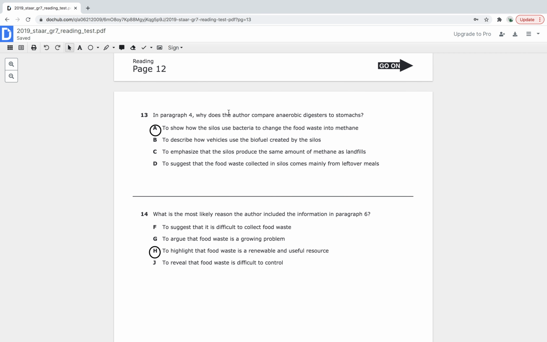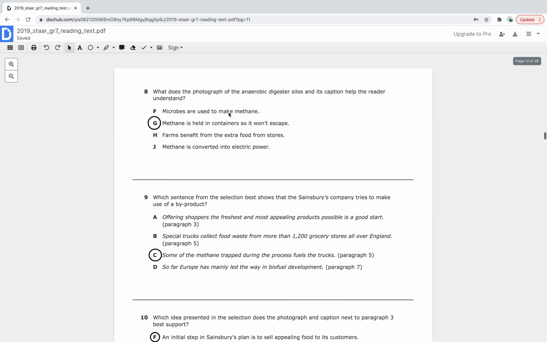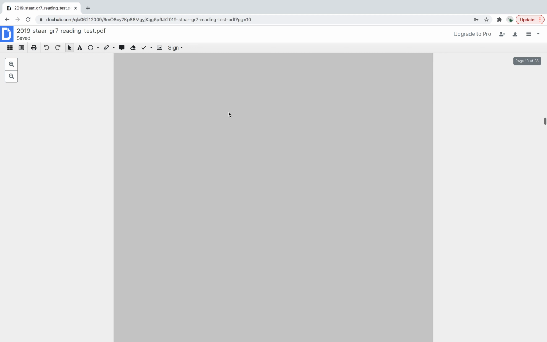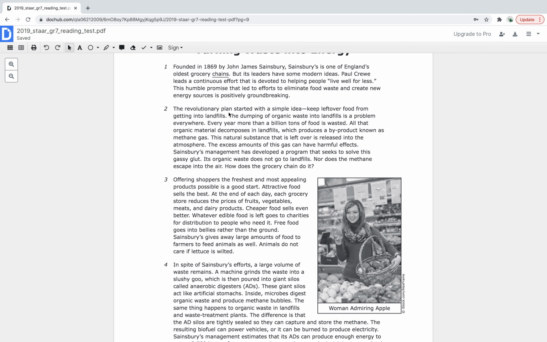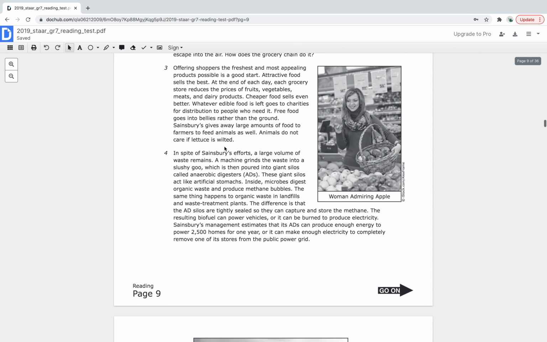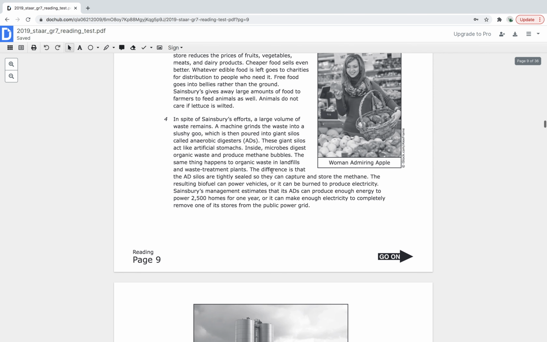Okay, in paragraph 4, why does the author compare the anaerobic digesters to stomachs? Okay, let's go back to paragraph 4. In spite of Sainsbury's effort, a large volume of waste remains. The machine grinds the waste into a slushy goo, which is then poured into giant silos called anaerobic digesters, ADs. These giant silos act like artificial stomachs.